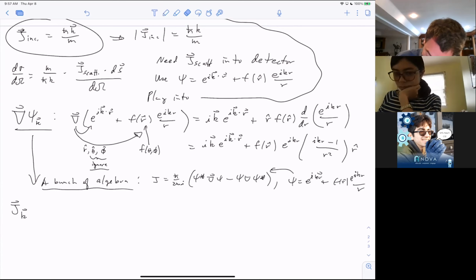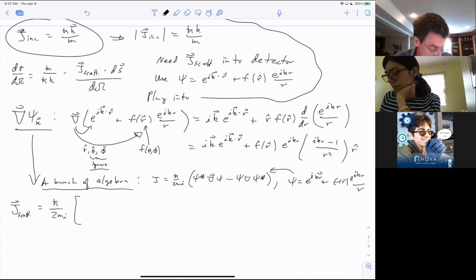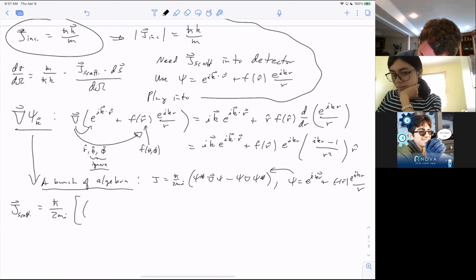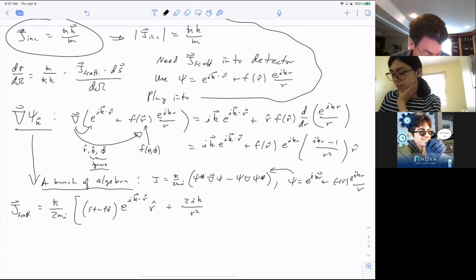It's actually, I'll call it the scattered j, equal to h bar over 2mi times, and when we just look at the scattered part, we're going to get a bunch of stuff times e to the ik dot r hat plus 2ik over r squared, f of r hat squared, times r hat.